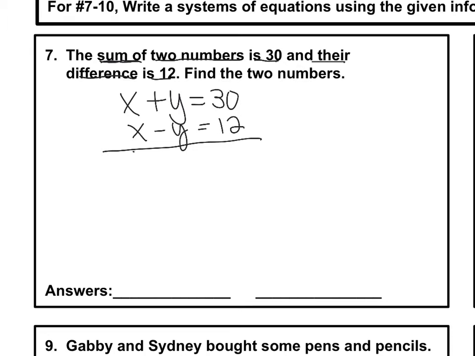I'm going to eliminate by subtracting the second equation. X minus x cancels out. And then we have y minus negative y. So that'll give me 2y. And then 30 minus 12 is 18. So y equals 9.